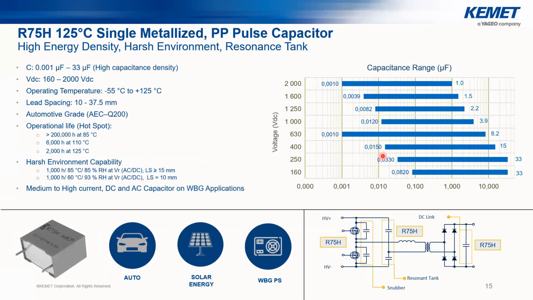As well, in this slide, we see the overall view of the R76H series. As well, this series can operate at 125 degrees and also can operate at harsh humidity capability. So at 1000 hours, 85 degrees for lead space higher than 50 millimeters, and 1000 hours, 60 degrees, 93% relative humidity with the lead space of 10 millimeters.